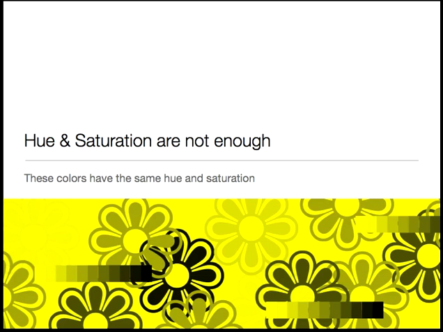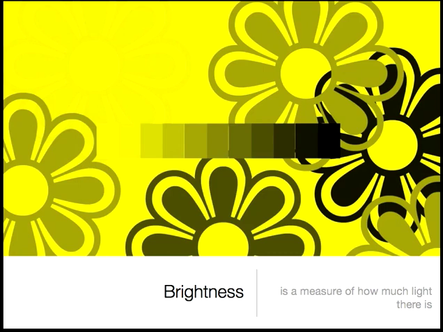But hue and saturation still isn't the full picture. There's one more thing going on. And what did I say they were? There's hue, saturation, and brightness. So here, all these colors have the same hue and the same saturation, and all that's different is the brightness.